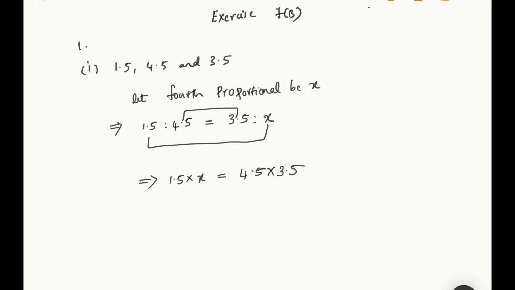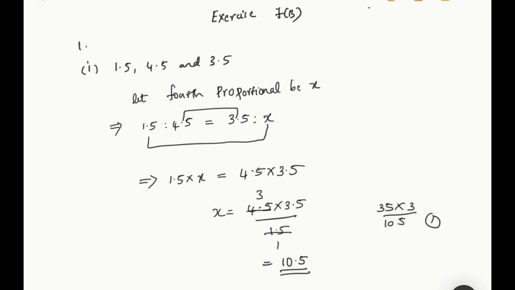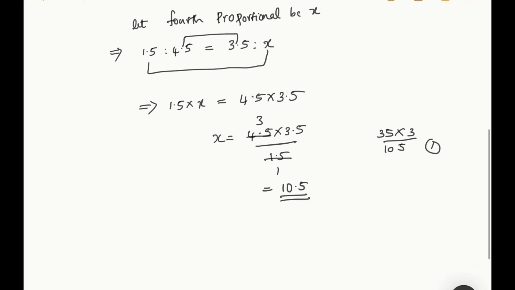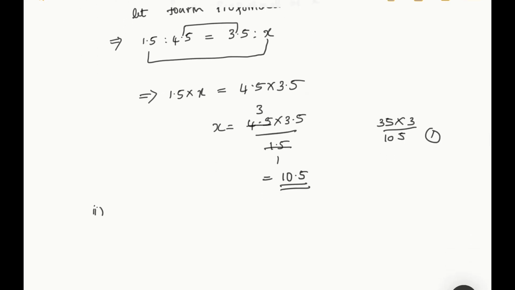Okay, so taking x here, what do I get? x equals 4.5 into 3.5 by 1.5. So it's clear to you that 45 by 15 is 3. So 4.5 by 1.5 will be equal to 3. So find what is 3.5 into 3: 3 fives are 15, 1 balance, 3 threes are 9, 10. So we get the answer as 10.5. Okay. Now coming to the second sub question.